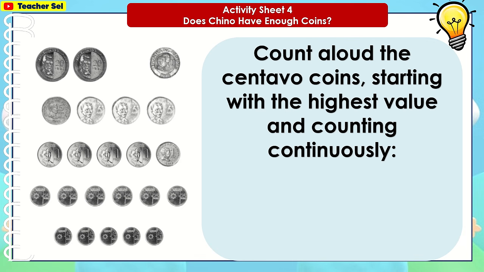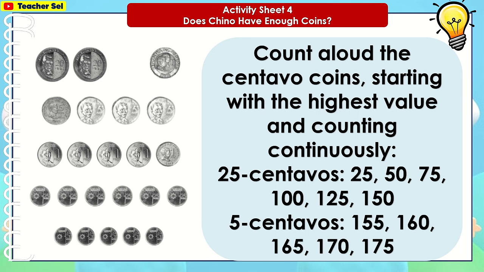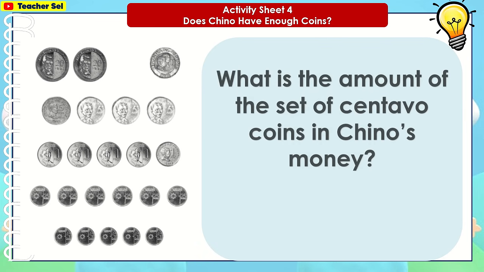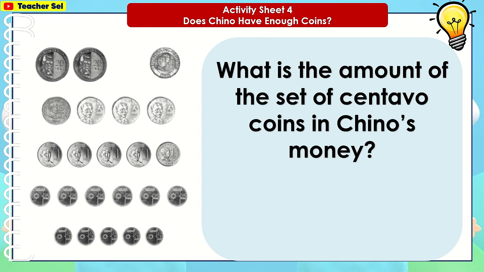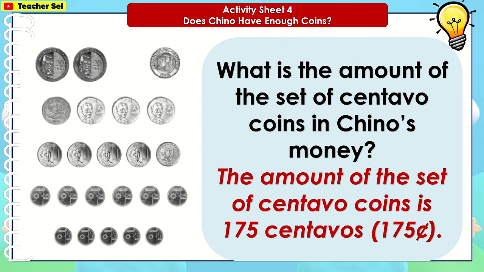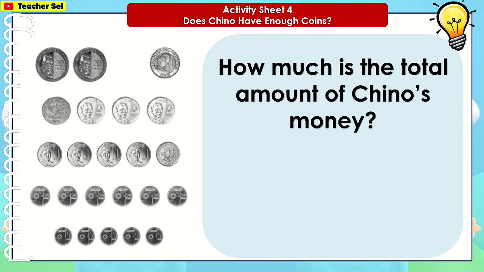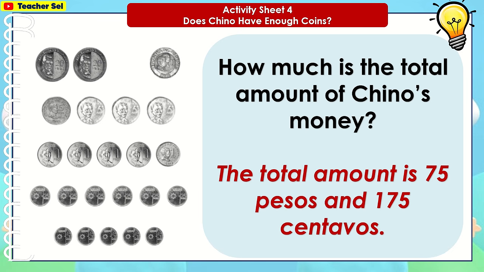Count aloud the centavo coins starting with the highest value and counting continuously. 25 centavos, 5 centavos. What is the amount of the set of centavo coins in Chino's money? The amount of the set of centavo coins is 175 centavos. How much is the total amount of Chino's money? The total amount is 75 pesos and 175 centavos.